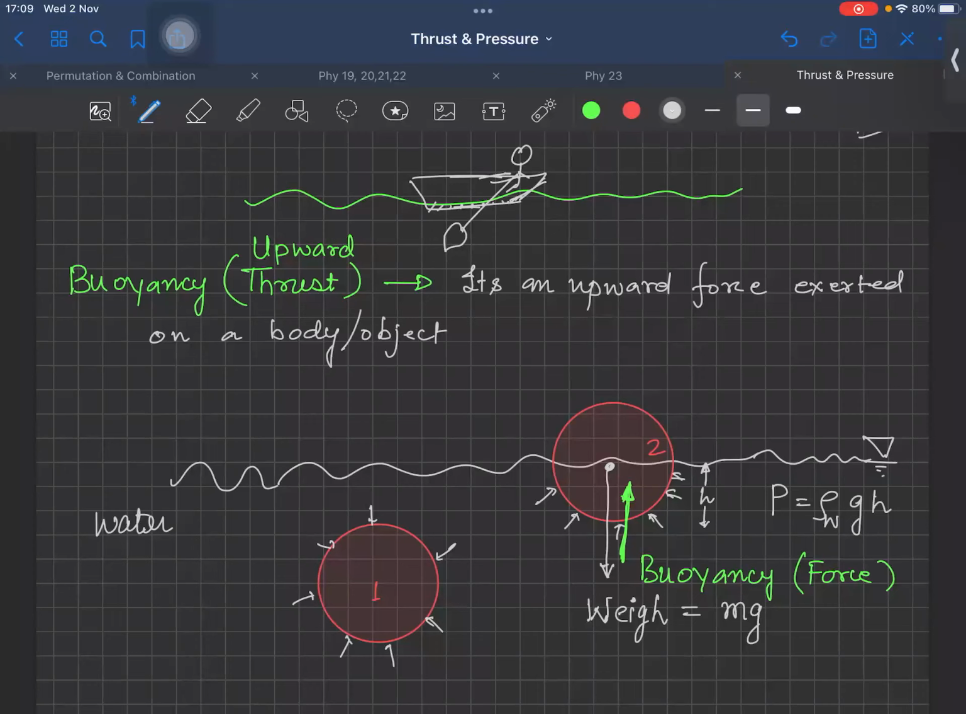When a body or object is wholly or partially partially immersed in a fluid. Wholly means fully, like this first body, and partially means the second body. Half of the body is outside water and half of the body is inside water or fluid. In this case, water is the fluid, but it can be water or air, anything. That is your buoyancy. All right. So buoyancy is also upward thrust that we have already written.